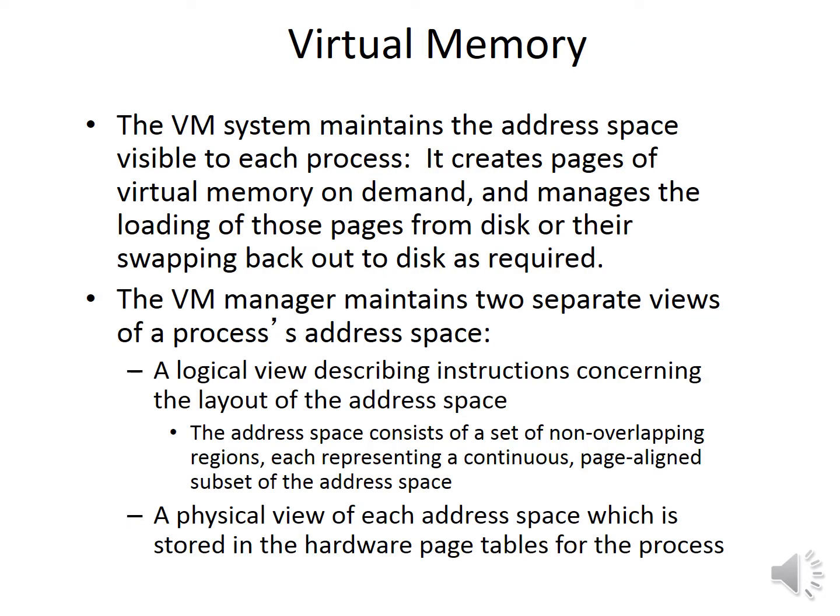The virtual memory system contains the address space visible to each process. It creates pages of virtual memory on demand and manages the loading of those pages from disk, or swapping them back out to disk as required. The VM manager maintains two separate views of a process's address space. A logical view describes the instructions concerning the layout of the address space. The address space consists of a set of non-overlapping, distinct regions, each representing a contiguous, page-aligned subset of the address space. The physical view of each address space is stored in the hardware page tables for the process.